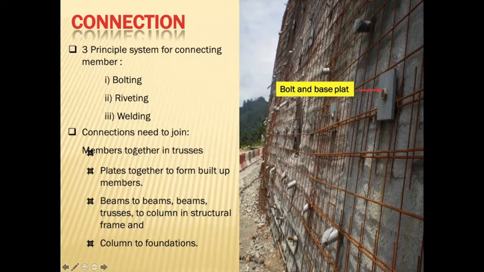For the connection, we can also use steel for connections. We have three principal systems for connecting members using steel, which are bolting, riveting, and also welding.